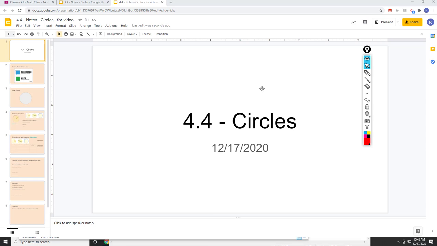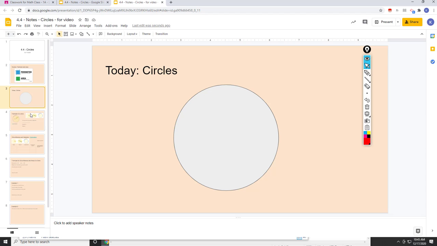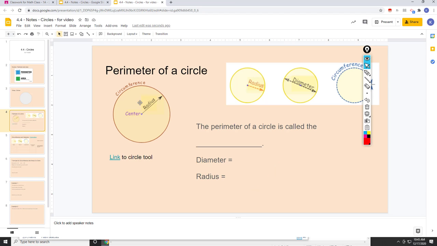4.4 circles. Let's review. Remember that the area is how big a shape is. So if each square is 1, the area of the square is 9. The perimeter is how long the boundary of the shape is. Okay. Well, for circles, the perimeter is called the circumference.